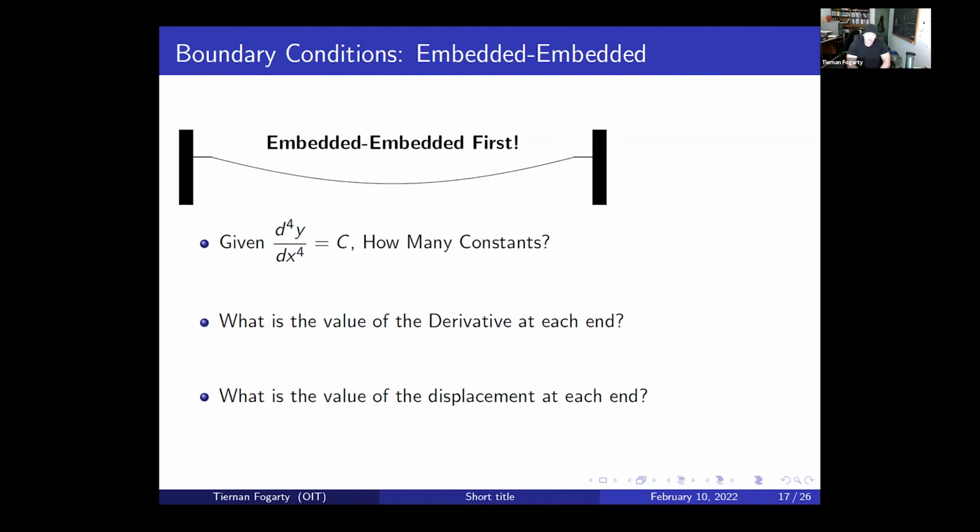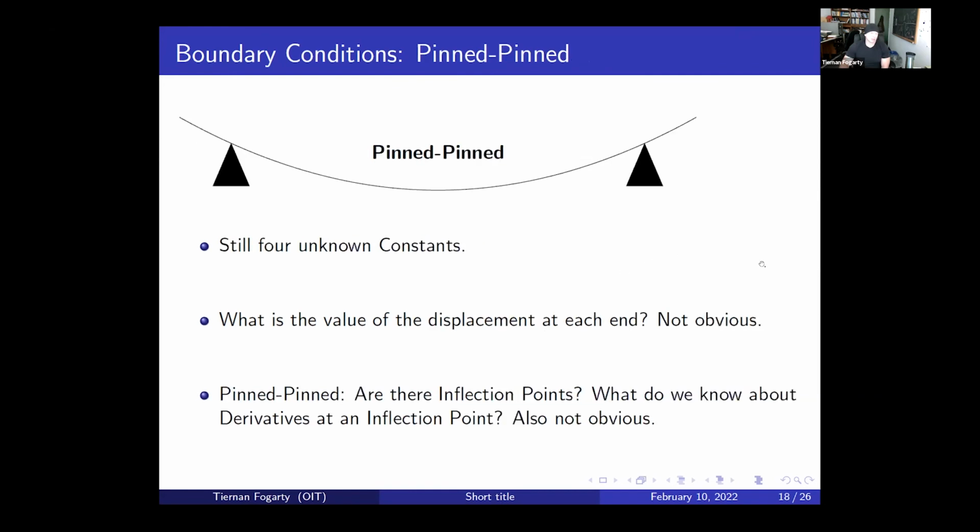Anyways, with the embedded, it's not too bad to come up with these conditions, right? Because we know that at each end, the derivative is 0 and the displacement is 0. So there's 4 conditions right away. And I encourage them all to try this case first, to try and come up with a theoretical solution to match with their best fit curve, and then to move on to the pinned.